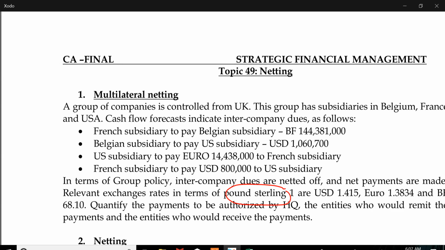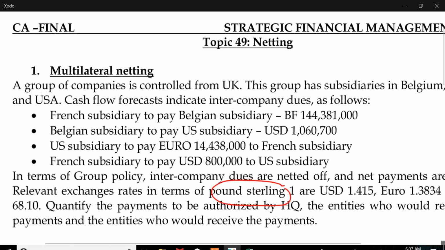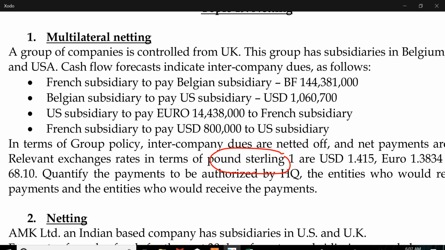Topic 49, netting. Point number 1, the common currency given in the question is pound sterling. Next point, we will have to convert all cash flows into GBP so that the various exposures can be added/deducted.